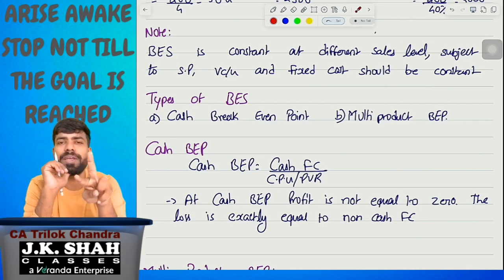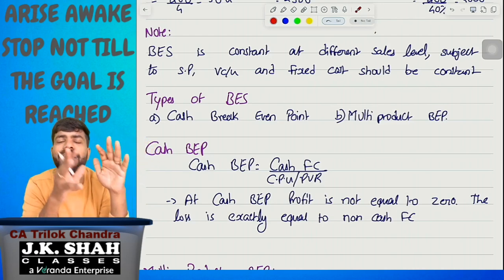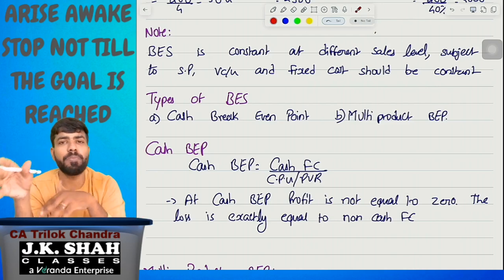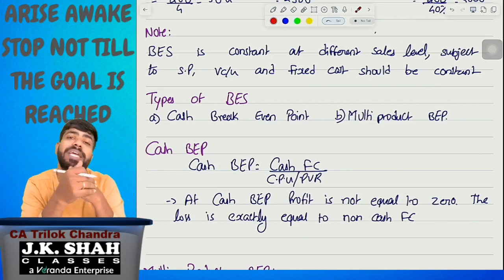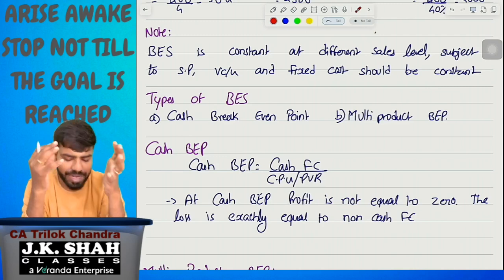There are two types of break-even sales. Generally, we discuss normal break-even sales. Just now, what we discussed is normal break-even sales. Apart from that, there are two more models: cash break-even point and multi-product break-even point. Cash break-even point and multi-product break-even point. Look at the cash break-even point.